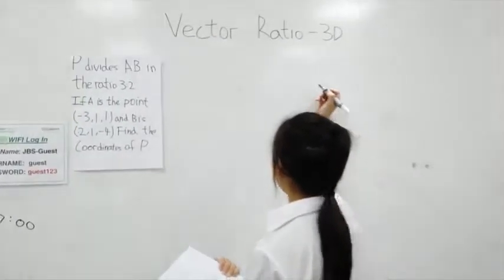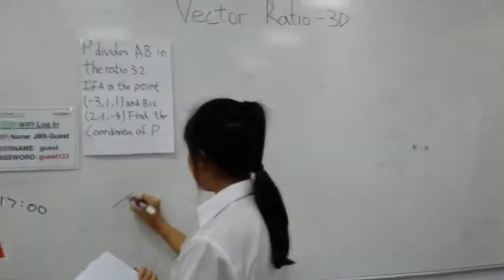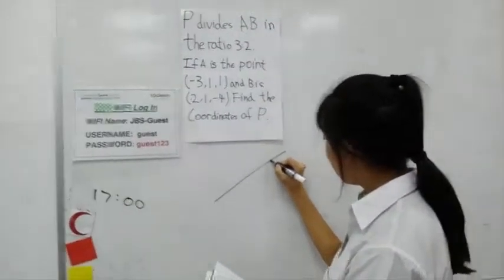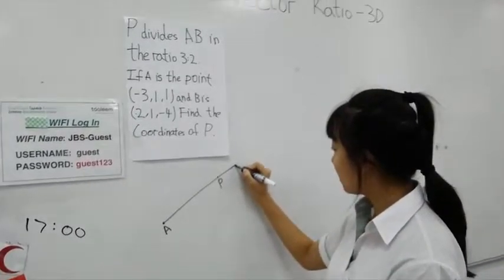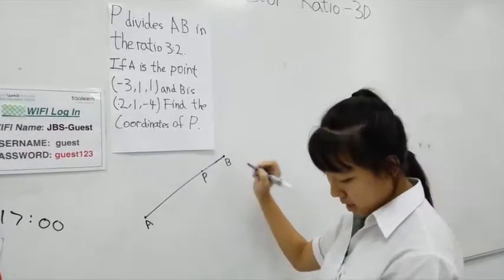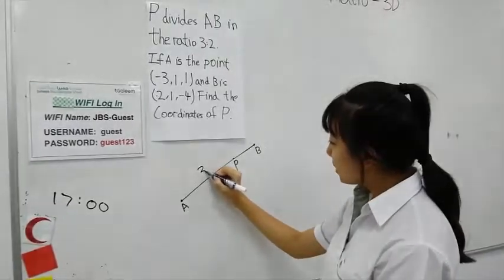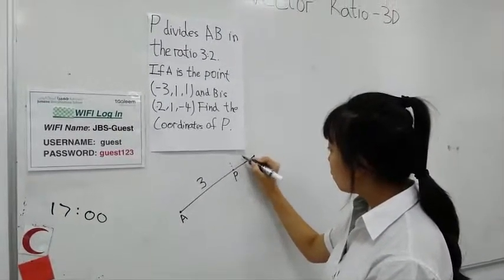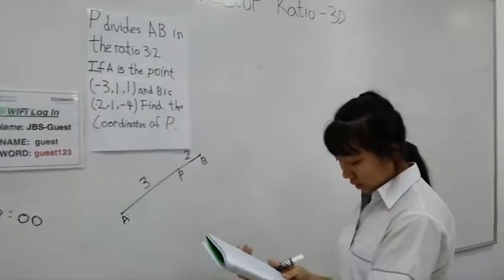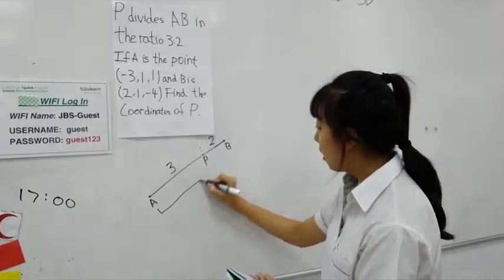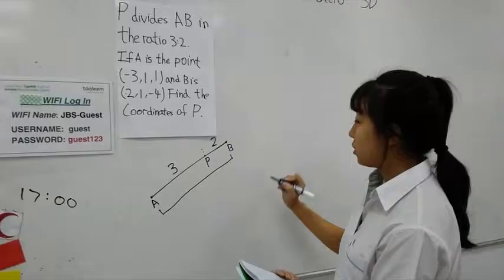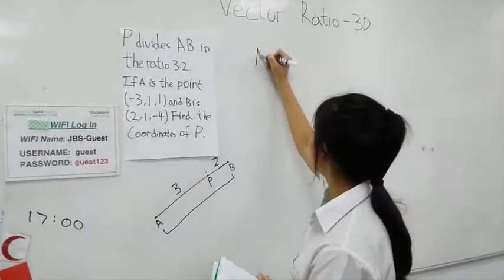As usual, I would always draw the graph first. So here is our P, here is our A, and here is our B. On here, this part is 3, and this part is 2. So the first thing we need to do is find the whole length of the AB vector.